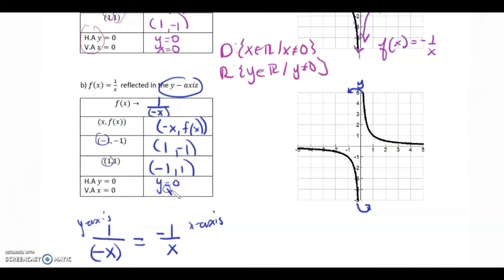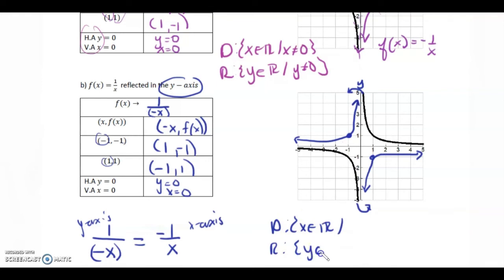There's no shifts, so the horizontal and vertical asymptotes stay. If you do this graphically, we see that these are equivalent as well. So reflecting the original in the x-axis is equivalent to reflecting it in the y-axis. And because there are no shifts, domain and range stay as x does not equal 0 and y does not equal 0.